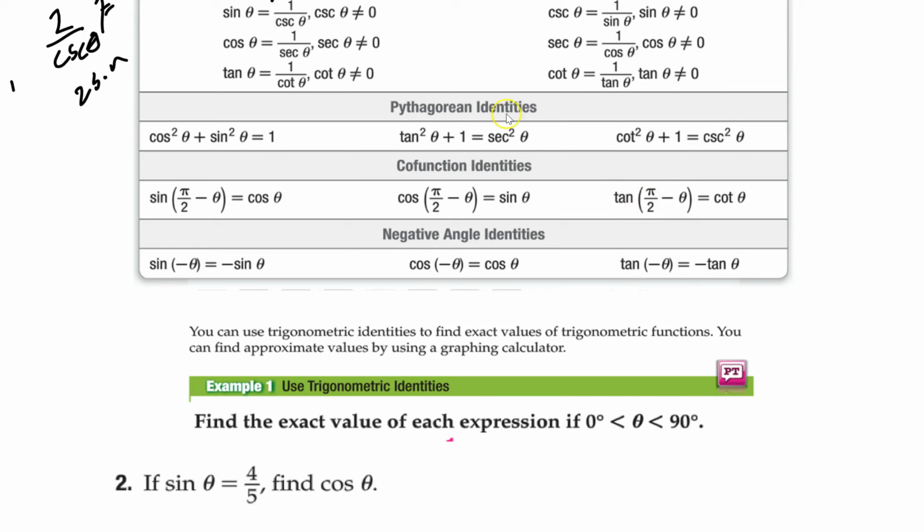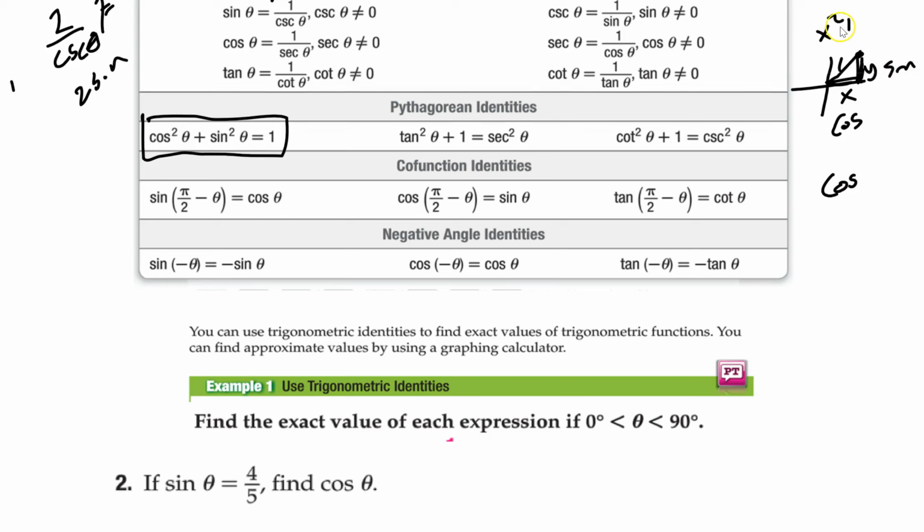First one's Pythagorean trig identities. So here's the most important one. Cosine squared plus sine squared equals 1. And that comes just from the unit circle. If we do a little unit circle here, it's a unit circle, so that's 1. This is your x value. This is your y value. Remember what I said before? X is cosine. Y is sine. So cosine squared, x squared plus y squared, Pythagorean theorem, equals 1. So cosine squared plus sine squared equals 1. So that's where it comes from.